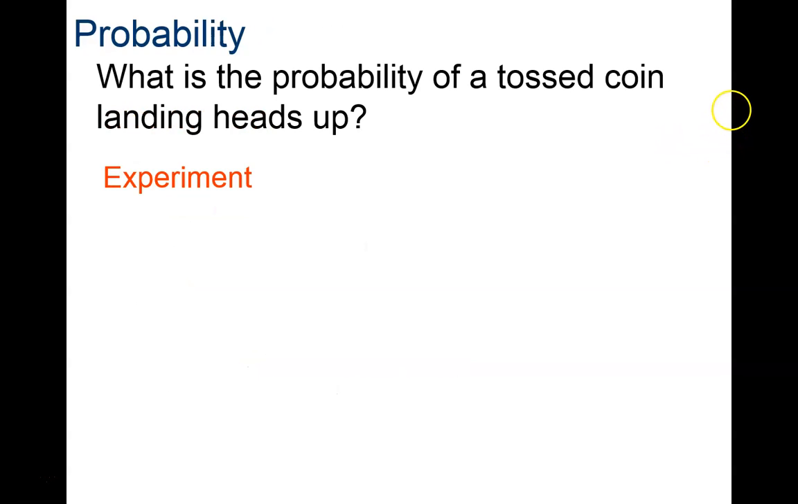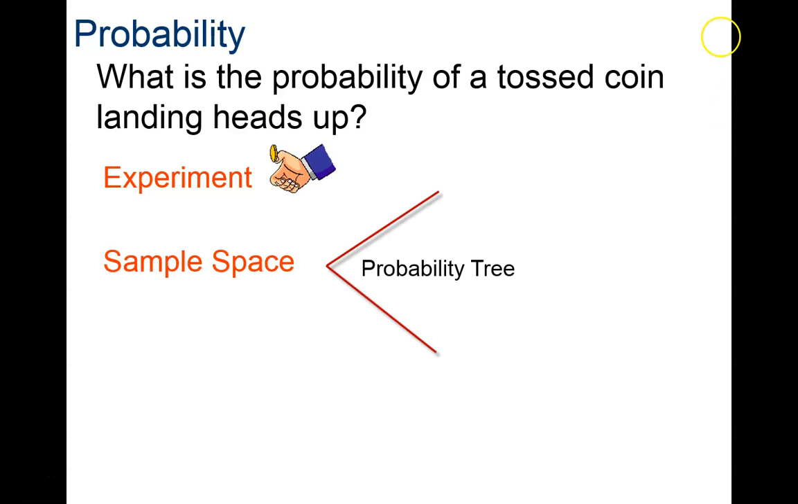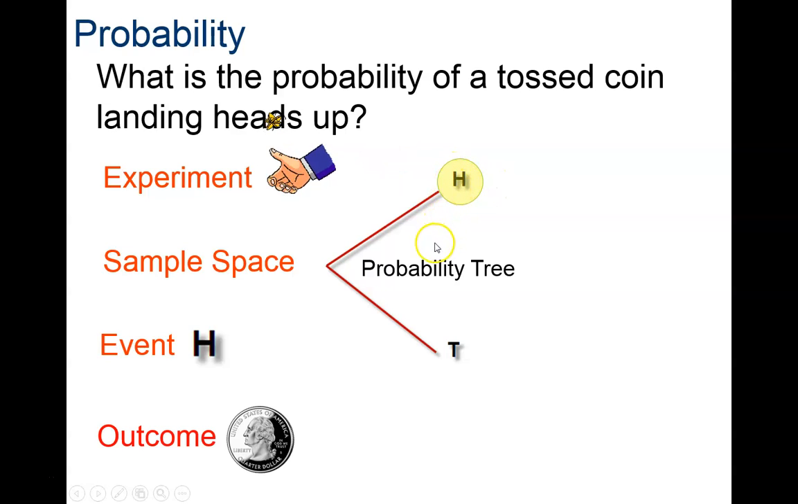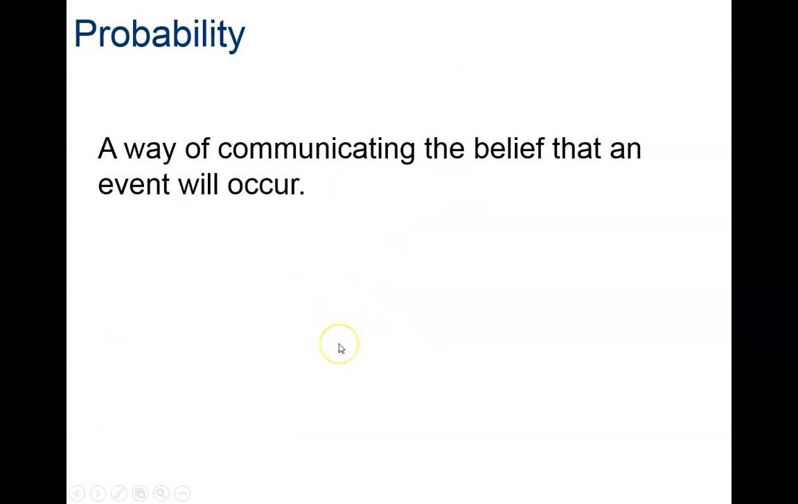What is the probability of a tossed coin landing heads up? So we flip a coin. What we can do is set up a probability tree, which basically branches off for each possibility. If I flip a coin, it can either land heads or it can land tails. The event is that we want to know the probability that it will land on heads. That'll be the event. And then there's the outcome, and it actually lands on heads. So there's just a sample there.